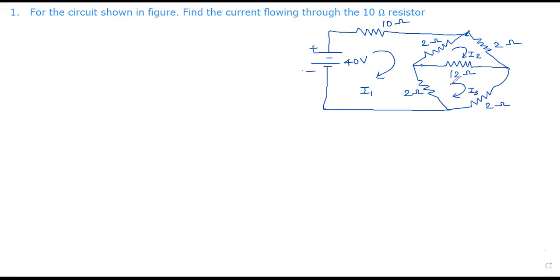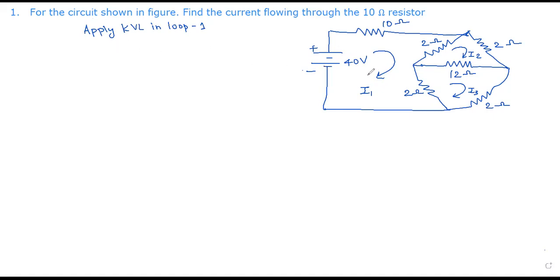So before mesh analysis, the first step is we have to assume the current flowing through all the loops is in clockwise direction, right? Now, this is loop one, loop two, loop three. For mesh analysis, we have to apply Kirchhoff's voltage law and write the voltage equation. You see, apply Kirchhoff's voltage law in loop one. That means the current in the loop is I1. Now we know that Kirchhoff's voltage law says the sum of the sources is equal to the sum of the drops, right?